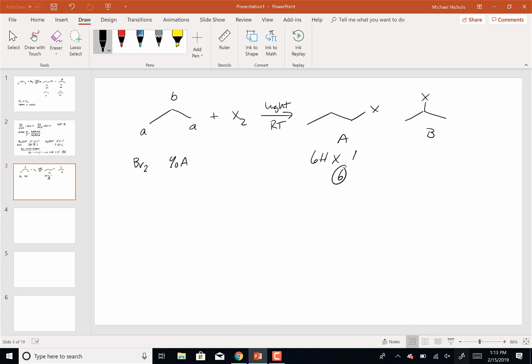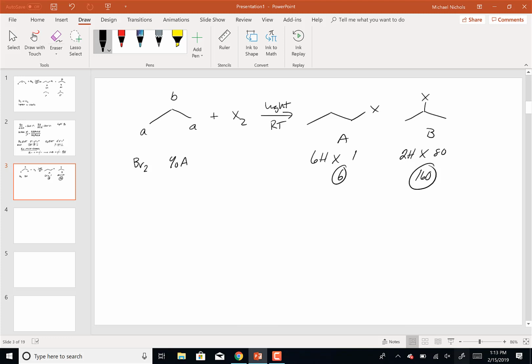For B, how many hydrogens? And what kind of radical is it coming from? Secondary, and so its selectivity for bromination is 80. So that's 160. It's as simple as that. I can't make the math any easier. Will you need a calculator on the test? I hope not. I hope you can do some basic math in your head.